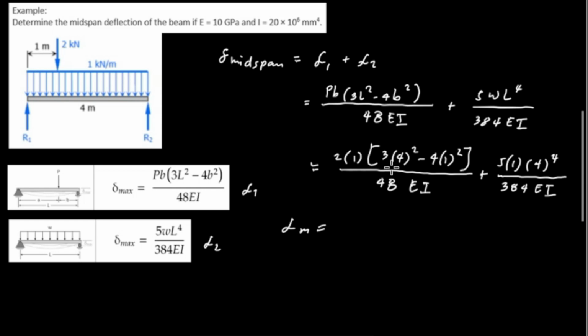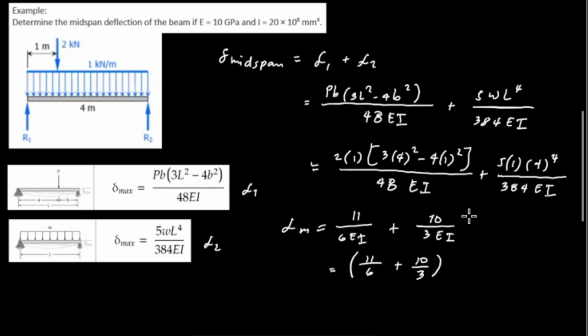So that's 2 times 1 times 3 times 4 squared, that is 16, times 3, minus 4 times 1 squared, all over 48EI. And this is equivalent to 11 over 6EI plus 5 times 1 times 4 to the fourth all over 384EI, and that's equivalent to 10 over 3EI. So 11 over 6 plus 10 over 3.